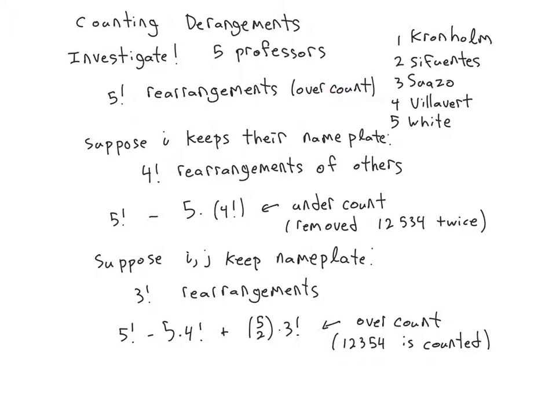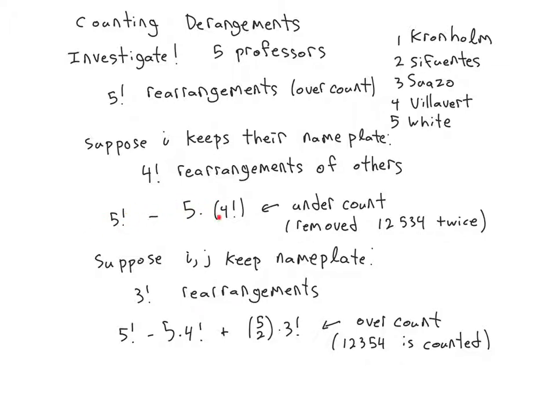So let's subtract off cases where one of the professors kept their nameplate. Suppose professor 1 keeps their nameplate. Well, then there are 4 factorial possible ways to rearrange the remaining 4 professors' nameplates. And there were 5 ways to pick this professor. And so let's subtract this off. 5 times 4 factorial, let's subtract off. Hopefully this gets us closer to the answer.